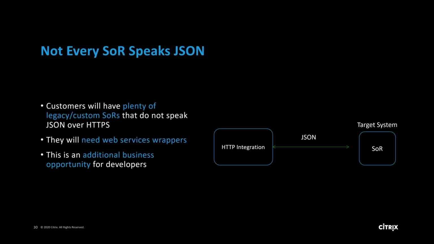Now, the first critique that you'll have there is, well, my system of record doesn't speak JSON, it speaks something else. And indeed, there will be plenty of legacy systems, or very custom systems that may also be legacy, that don't speak JSON over HTTPS. Fear not. The point there is that we now need some kind of wrapper. And the wrapper is something that goes around the API or whatever it is of the target system to convert it to something that speaks JSON.